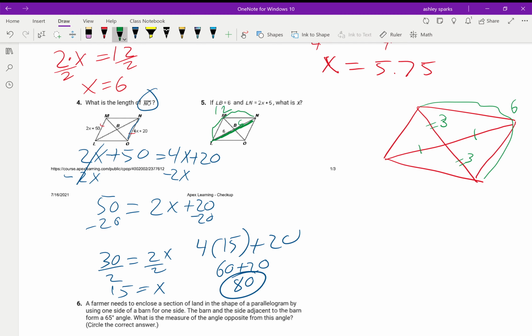Again, I haven't even read the rest of the question, but just knowing that that piece is 6 gives me all this information. It then says that Ln equals 2x plus 5. Well, what is Ln? It's that whole distance, which I've already said is 12. So I have 2x plus 5 equal to 12. I'm going to solve my two-step equation by subtracting out my 5, which is going to give me a 7, and we're going to divide by 2. So x will end up being 3.5. It just says what is x, so I don't need to plug anything else back in here.